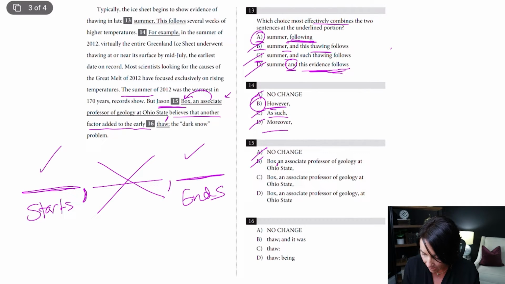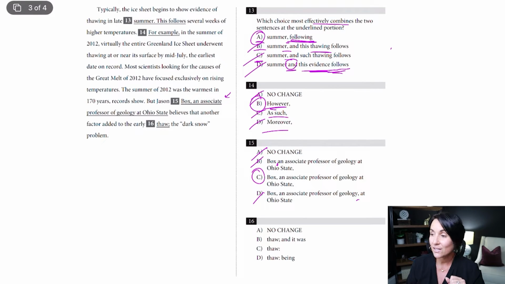So no change is going to be out. B is going to be out because I need that comma there. It's not there. C, there's a comma after Box and a comma after Ohio State. I like it. D, there's a comma after Box, and then they put a comma after geology. No, because that would read, Jason Box at Ohio State believes that another factor added to the early thaw. I mean, you could put Jason Box at Ohio State, but it messes up this adjectival clause and doesn't connect that properly. So I would say no to D, making C the best answer choice there.